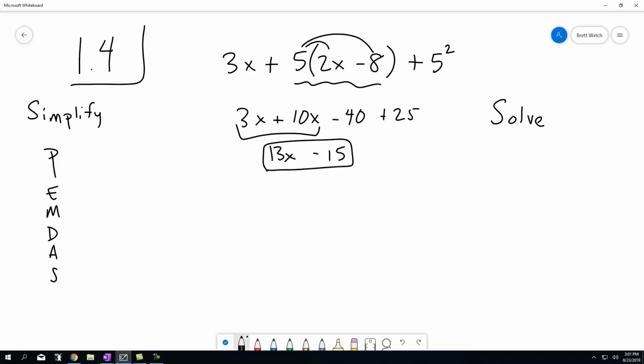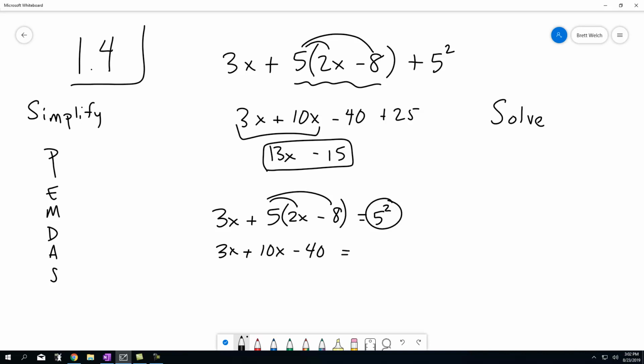And so if I took this same equation, 3x plus 5 times (2x minus 8), and I said it equals 5 squared, fundamentally I can't go about this necessarily the same way. There's some of the simplification that I can do, like this distribution and that exponent. I can still simplify those in their individual pieces. So I get 3x plus 10x minus 40 equals 25. I can even combine some like terms here and get 13x minus 40 equals 25.